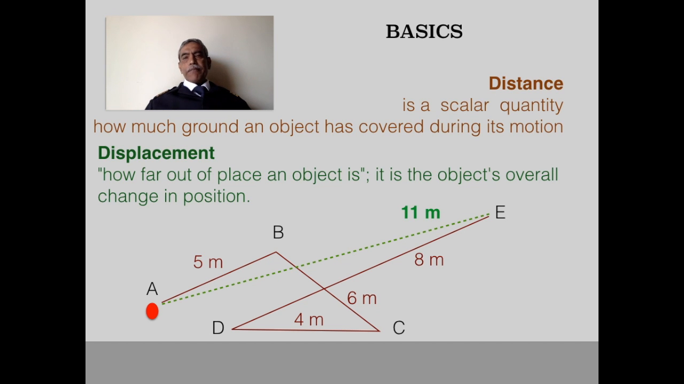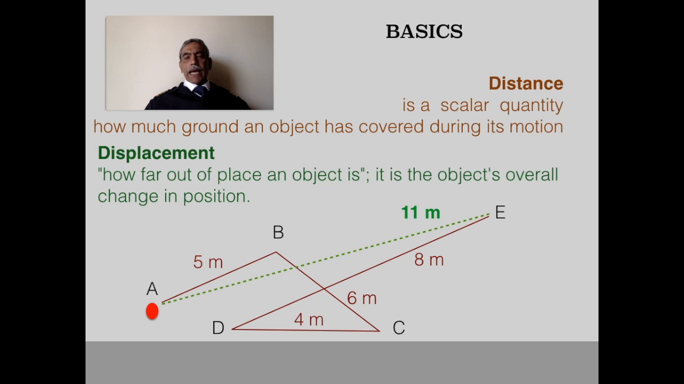Okay, let me explain this concept of scalars and vectors a little bit more. Here I have taken something called distance traveled and displacement. Distance traveled is a scalar quantity. A body may move different distances in different directions and it can keep moving. But finally, how much it is displaced from its original position is called the displacement. Okay, let's get on to this diagram.